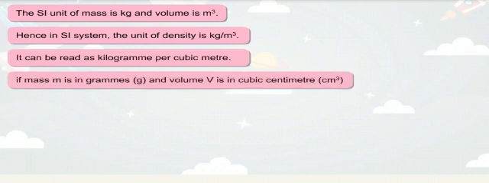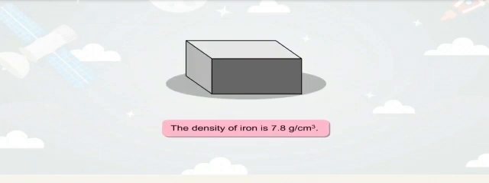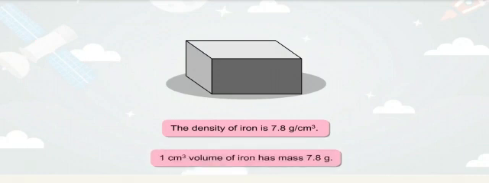In the CGS system, mass is measured in grams and volume is measured in cubic centimeters. So in the CGS system, the unit of the density becomes gram per centimeter cube. If we take a block of iron, the density of the iron is given as 7.8 grams per centimeter cube. This means that 1 centimeter cube of volume of the iron has a mass of 7.8 grams.